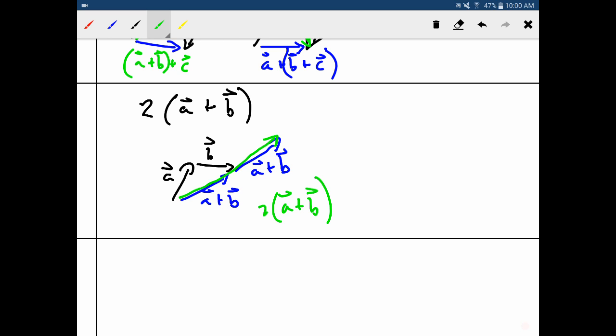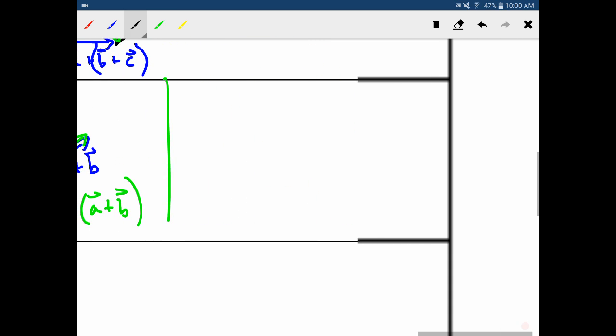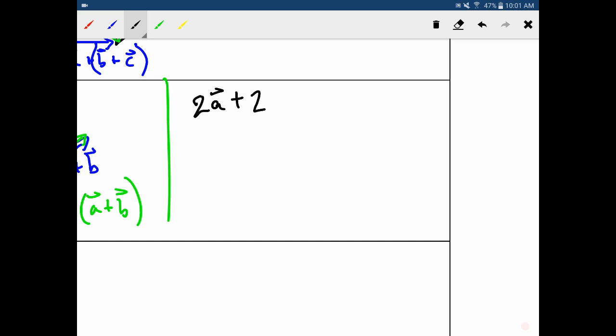Okay? So if I were then to do it as 2A plus 2B, it would just look like this. We'd have A plus A, so that's a second A there, and then we have B plus B.